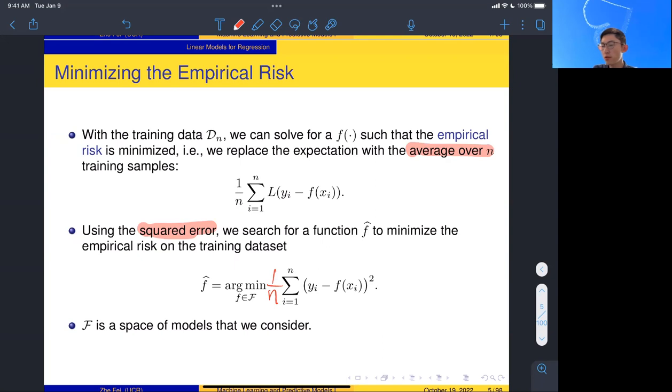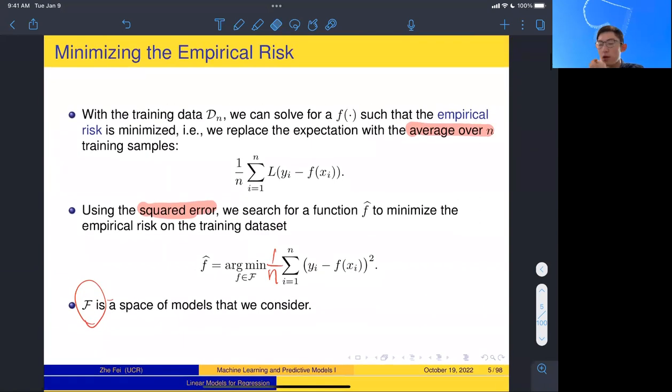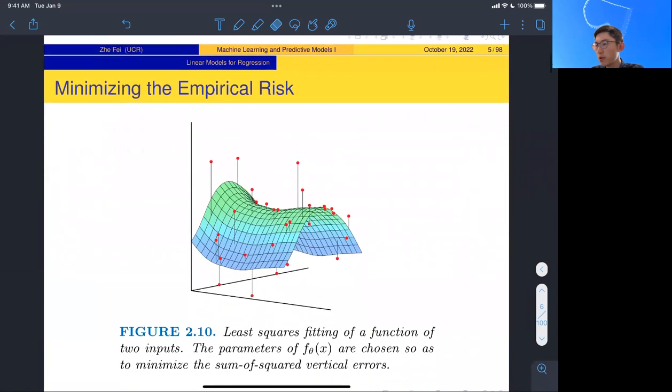And here, this script F is just the space of models that we consider. For example, if we consider linear models, then this F means all the linear models, or all the linear combinations of x that we consider. So it specifies what models we would consider for f hat. This is the definition of empirical risk.